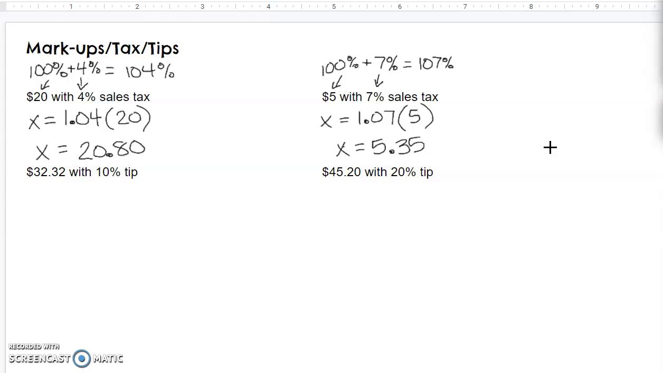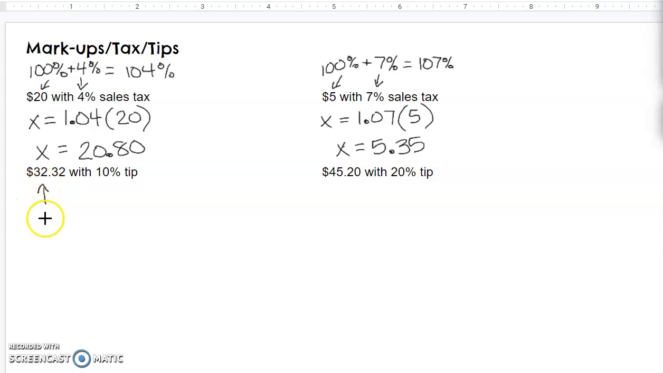And usually the sales tax is pretty small, maybe like between 5 to 10%. Or for tip, it's usually 15, 20%, maybe even 10%. So with this, I'm going to use the same thing. It's just my number is going to be a little bit bigger.